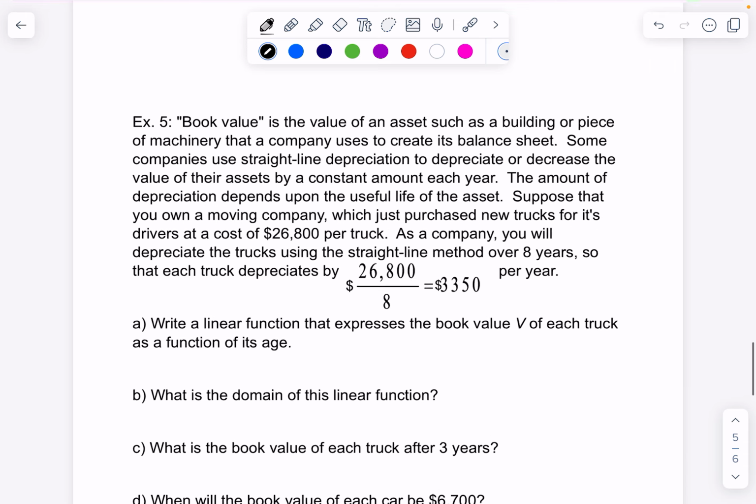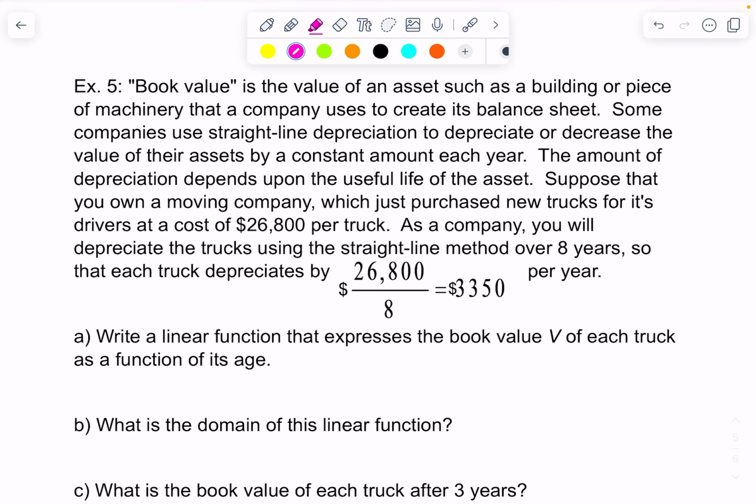All right. Next, book value. Book value is the value of an asset such as a building or piece of machinery that a company uses to create its balance sheet. Some companies use what's called straight line depreciation to depreciate, or in other words, decrease the value of their assets by a constant amount each year. Whenever you buy anything, it loses value year by year. That's called depreciation. The amount of depreciation depends upon the useful life of the asset.